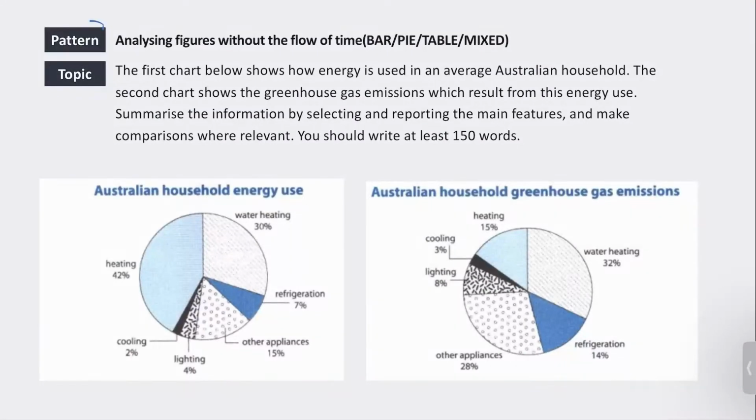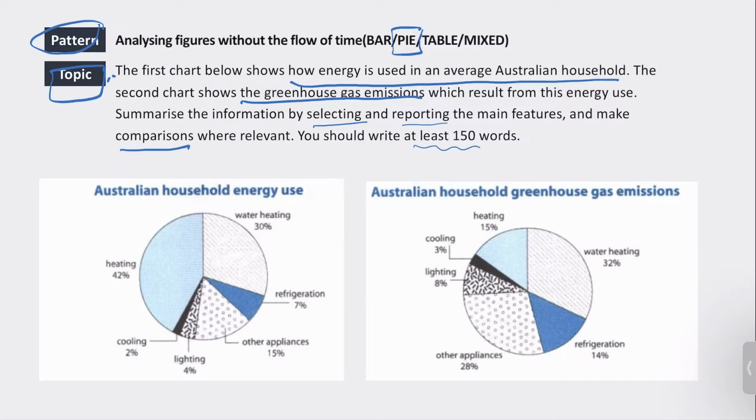Okay, so we're looking at IELTS task 1. And this time we're going to be looking at a pie chart. Okay, and our topic is: the first chart below shows how energy is used in an average Australian household. The second chart shows the greenhouse gas emissions which result from this energy use. Summarize the information by selecting and reporting the main features and make comparisons where relevant. You should write at least 150 words.